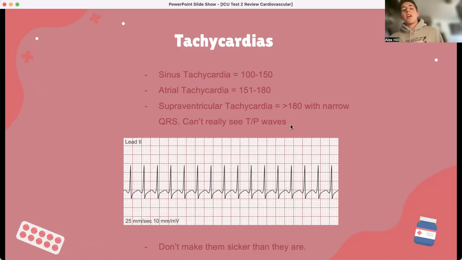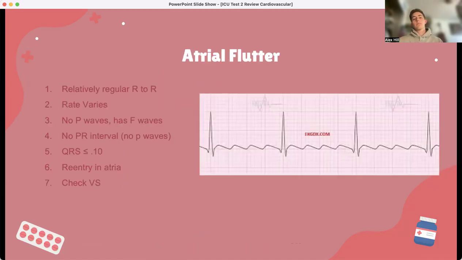And then this is an important part. A basic principle with all of Renee's tests is don't make them sicker than they are. So if they're at 150 beats exactly, it's not atrial tachycardia, it's sinus tachycardia. You make it the lower one. If they're at 180, it's atrial tachycardia.